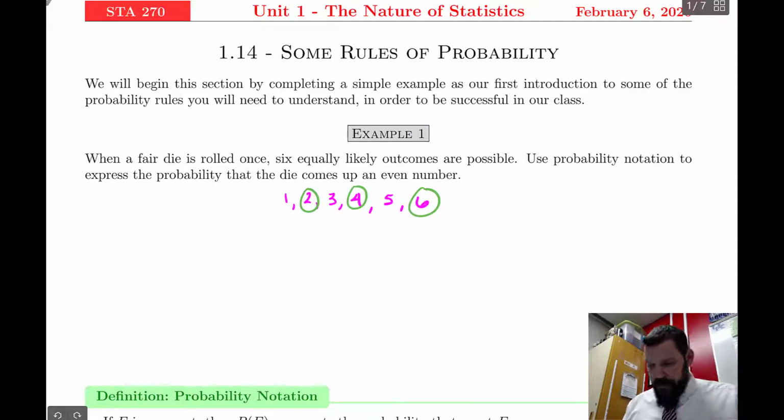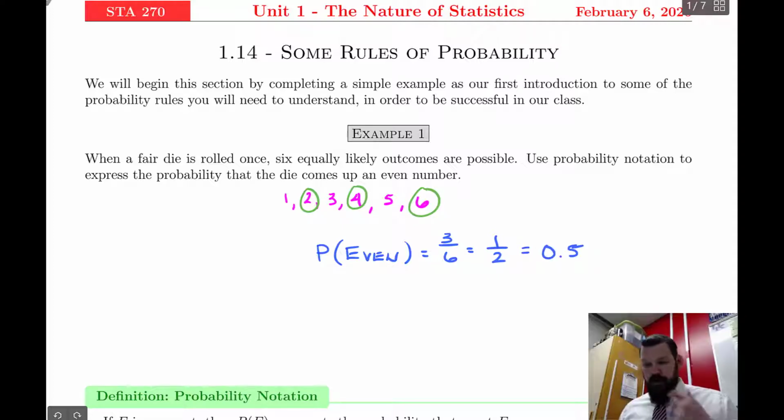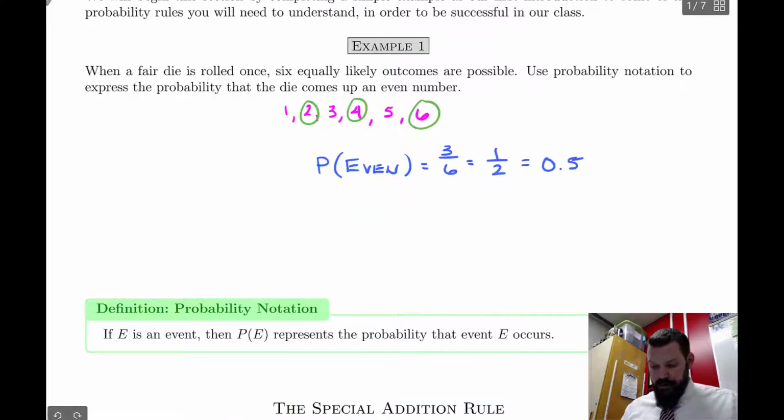And we can express that as P(even), so that's the probability of even, is 3 over 6, which we know to be 1/2, which is a probability of 0.5. So that's how you express the probability using notation. It's going to be P of whatever the event is equal to the probability that you calculate.